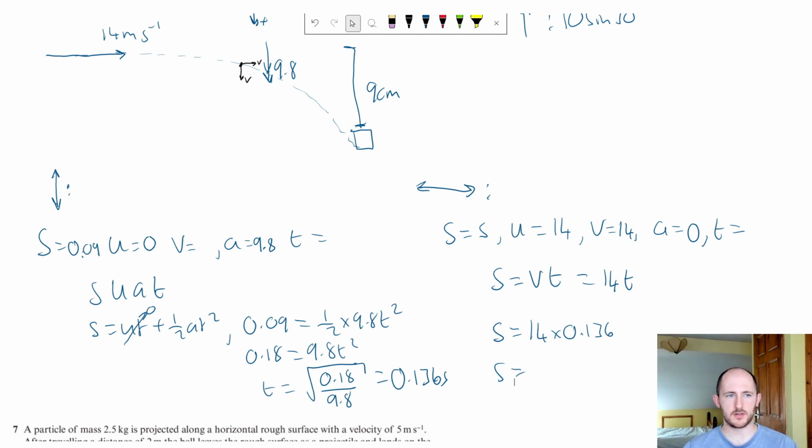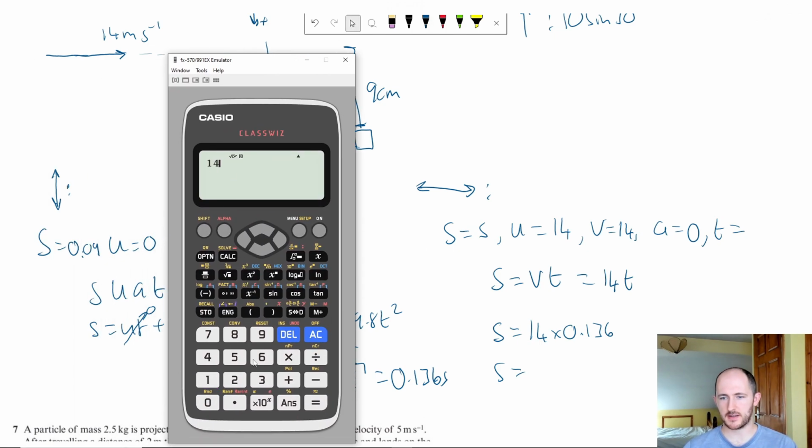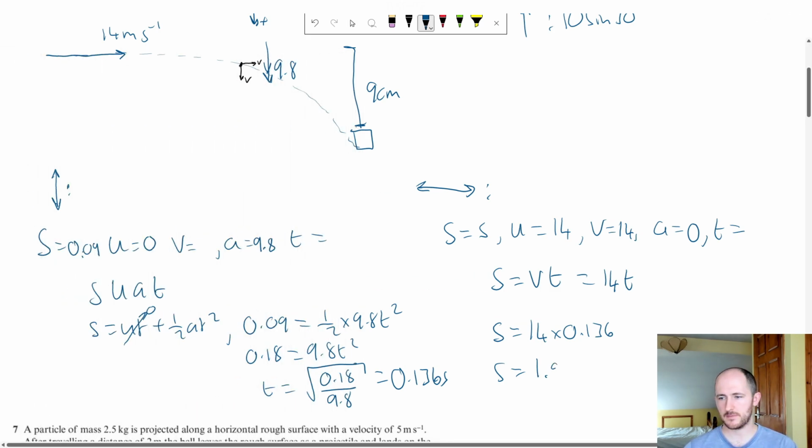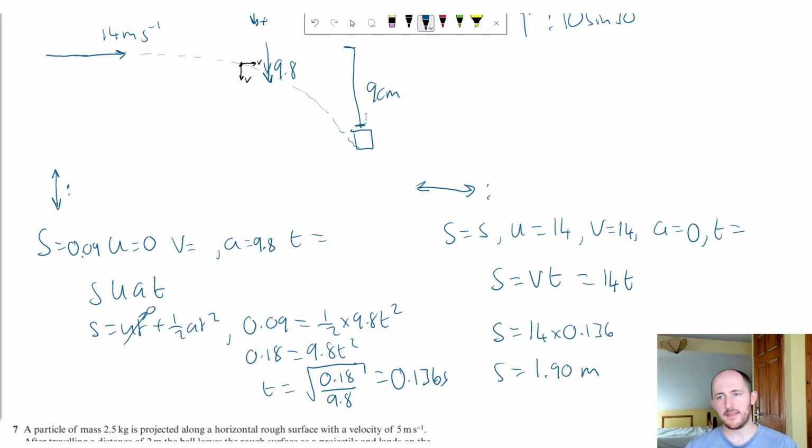So all I'm going to do is 14 times the answer. Ooh, that was careful. That gives me, let's call it, let's say 1.90 meters. And again, this does make sense.